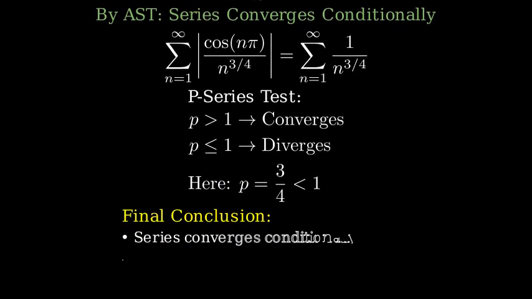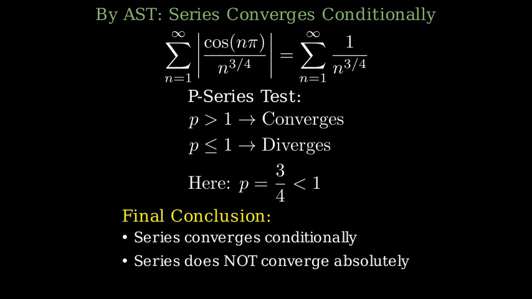Therefore, the series of absolute values diverges, which means our original series is not absolutely convergent. Combined with our earlier result, we can conclude that the series converges conditionally but not absolutely.